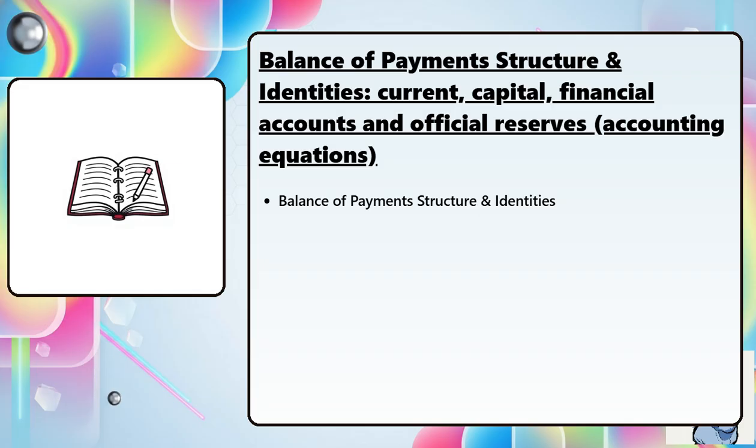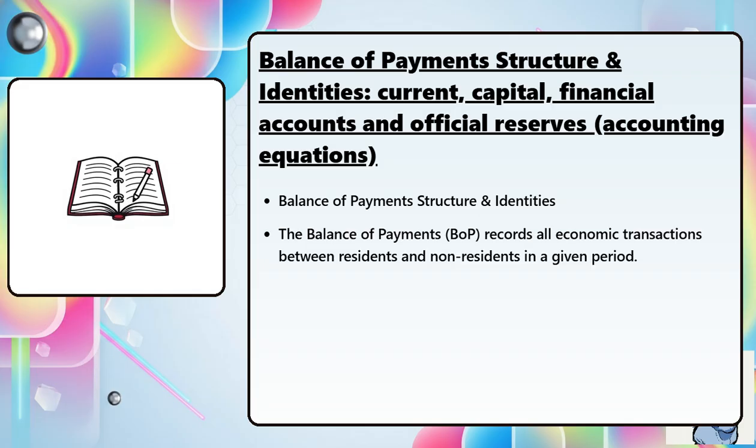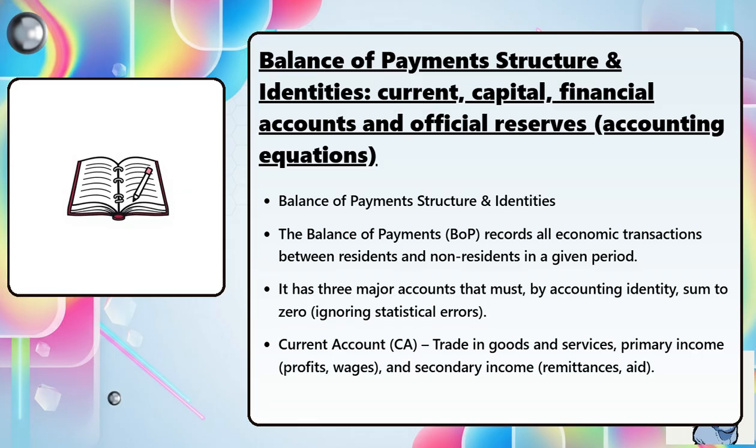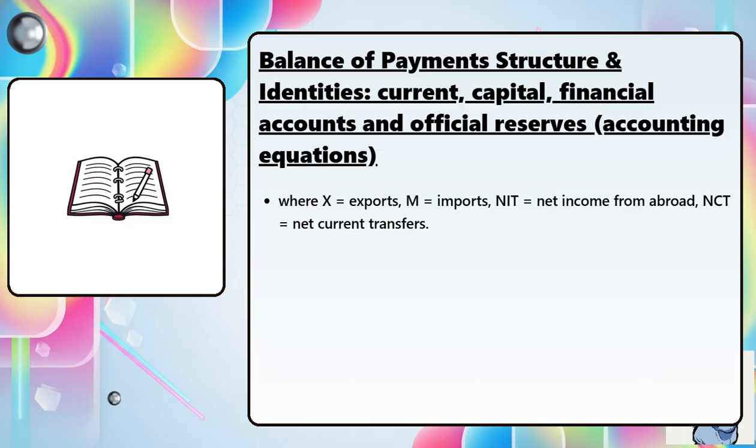Balance of payments structure and identities. The balance of payments, BOP, records all economic transactions between residents and non-residents in a given period. It has three major accounts that must, by accounting identity, sum to zero, ignoring statistical errors. Current account, CA: trade in goods and services, primary income (profits, wages), and secondary income (remittances, aid). CA equals X minus M plus NIT plus NCT, where X equals exports, M equals imports, NIT equals net income from abroad, and NCT equals net current transfers.